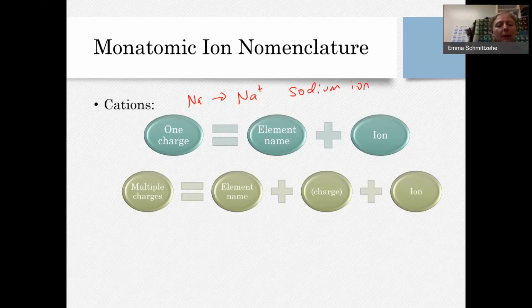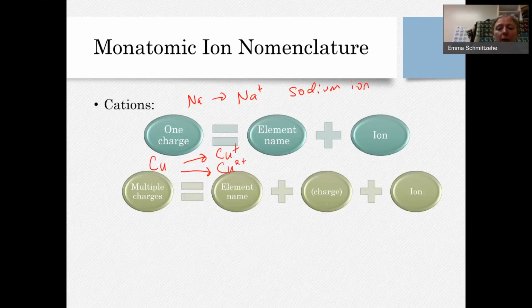But as I was saying, copper is an element that can form more than one possibility. So copper is Cu. Copper can give up one electron forming Cu plus, or it can give up two electrons, so it can be Cu2 plus. What I have here is the systematic for when we have a scenario like this. Here I say it's the element name, then the charge in parentheses, and then ion.